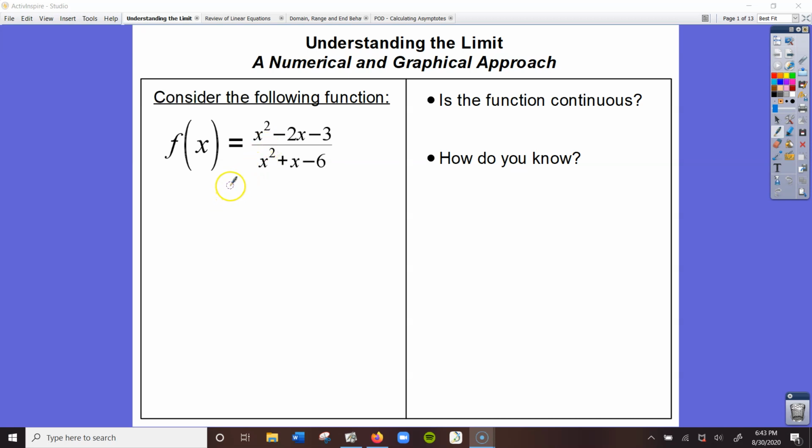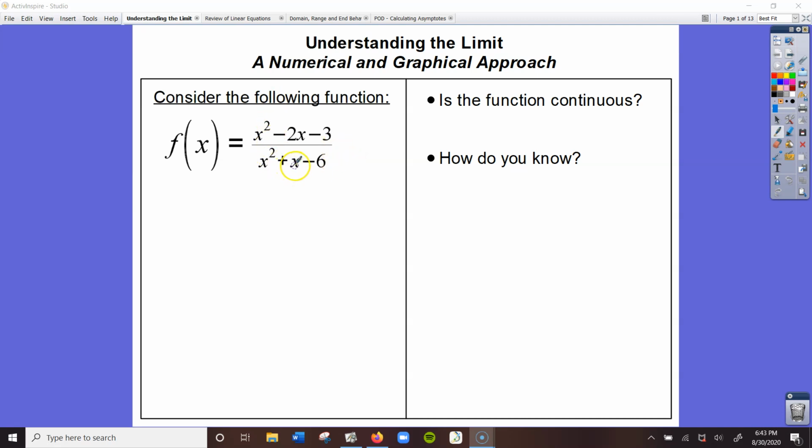Hey everyone, today we're going to start our lesson on the introduction to limits. So first we're going to examine this function and determine whether or not it's continuous and how we know that. When we examine the function, this is a rational function, meaning a fraction. Most rational functions are not continuous, so we need to determine what those points of discontinuity are.